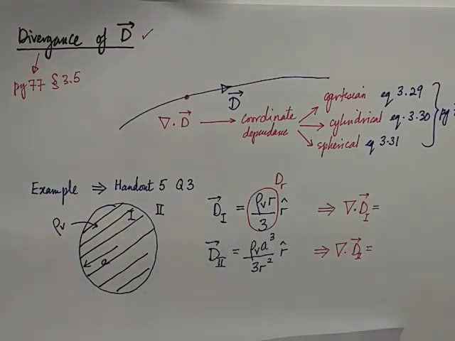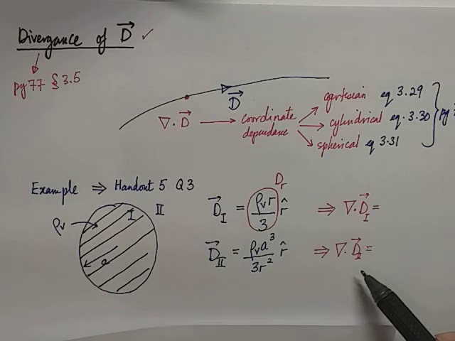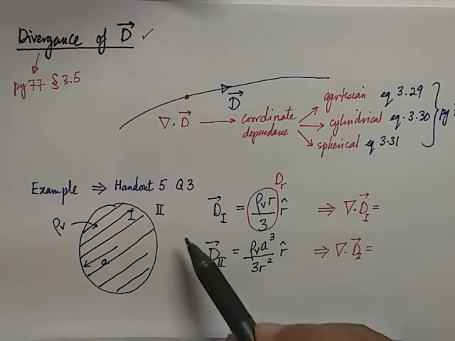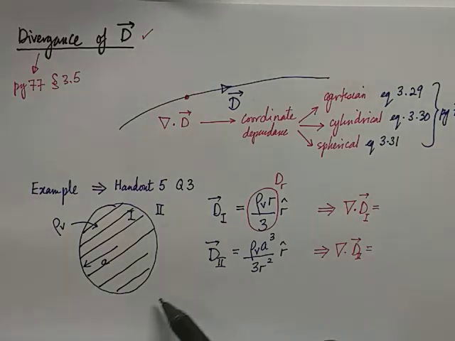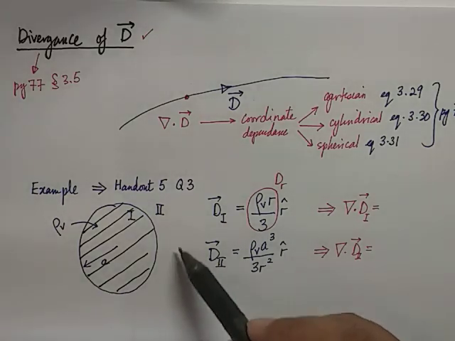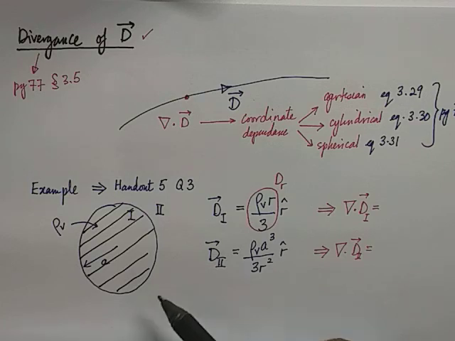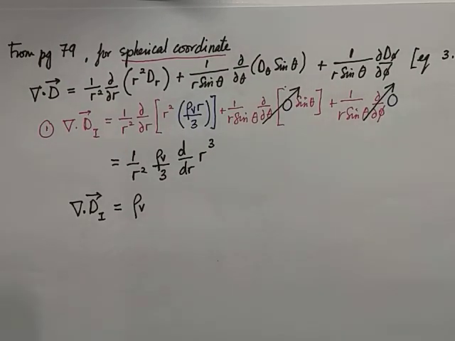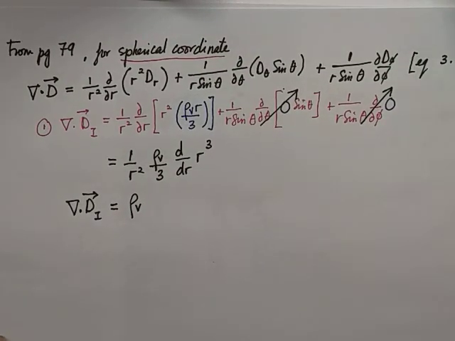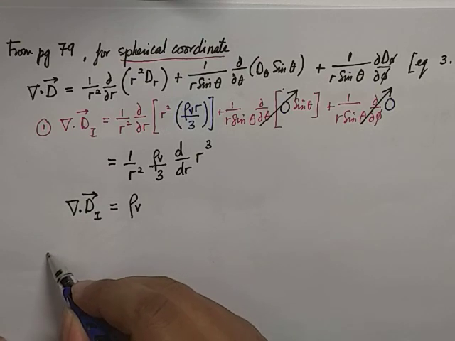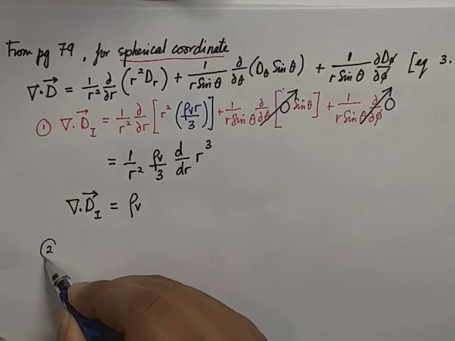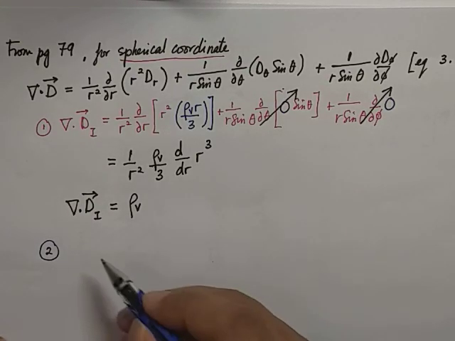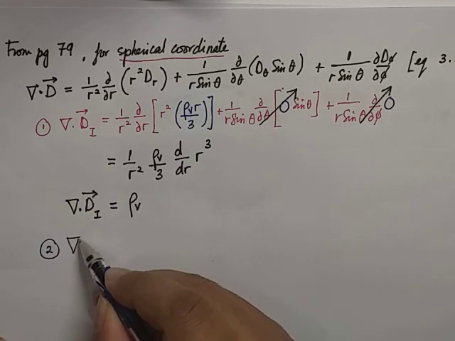Okay, let's try it with the second field. And we know in the second field, the region does not contain any charge. So logically, the solution of the divergence should become 0. So let's prove it. Okay, for region number 2, the divergence of D2.